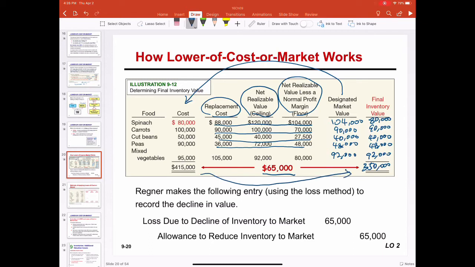The journal entry is, we use the loss method: debit loss due to decline of inventory to market, and credit the control account of inventory, allowance to reduce inventory to market. The amount is the difference between original book value and the final inventory value. In the case where the final inventory value is greater than the original cost, there is no action. We only recognize the decline in the value. We do not recognize the increase in the value of inventory.